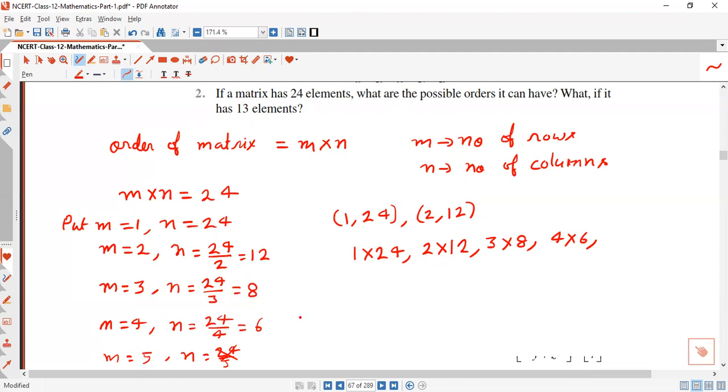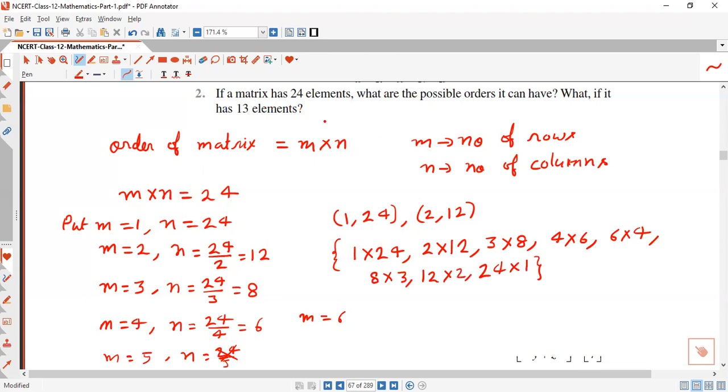Now we see m equal to 6. Here 4 into 6 is already there. So we have 6 by 4, 8 by 3, 12 by 2, and 24 by 1. These are the possible orders of the matrix if the number of elements is 24.